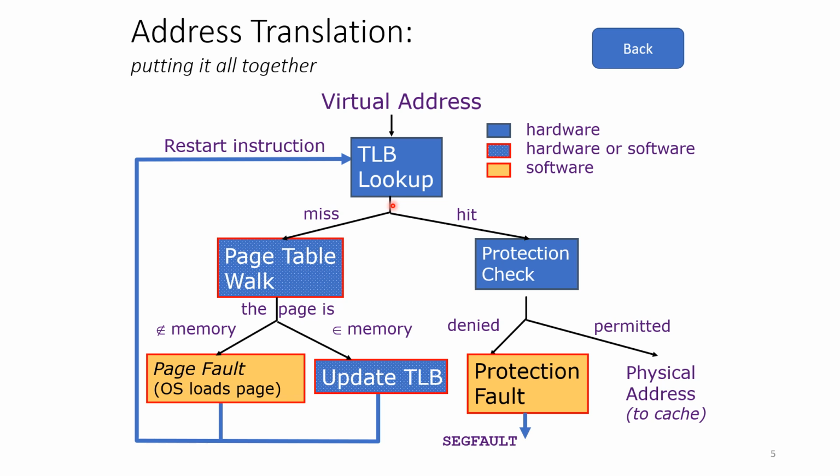If we miss in the TLB, we look in the page table to find the address. This can be done in either hardware or software. If the page is in memory, we update the TLB and restart the instruction, which will have to do a TLB lookup again. If we miss, that is a page fault, then we transfer the situation to the operating system, which will handle the page fault and then restart the instruction.